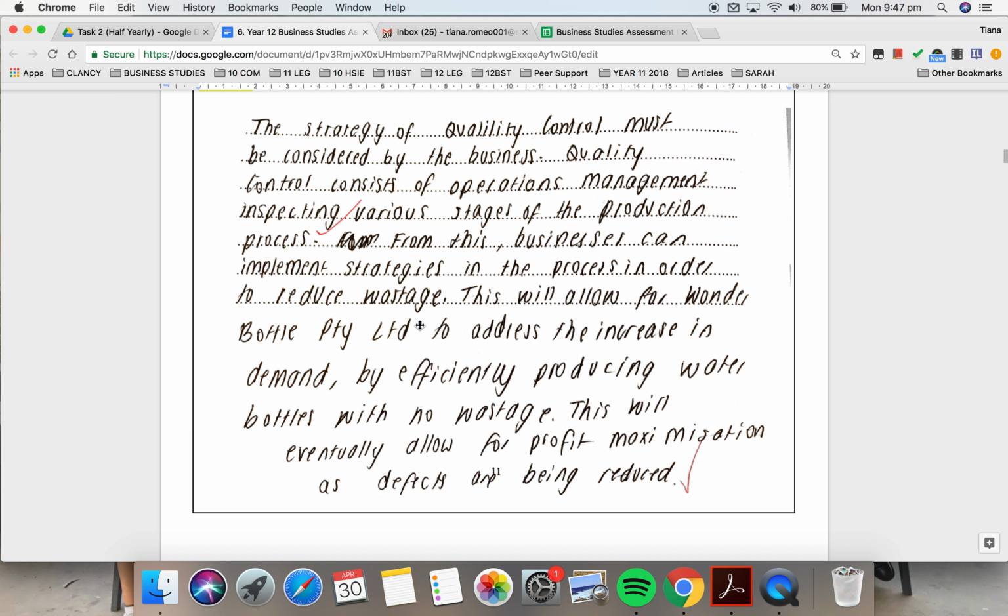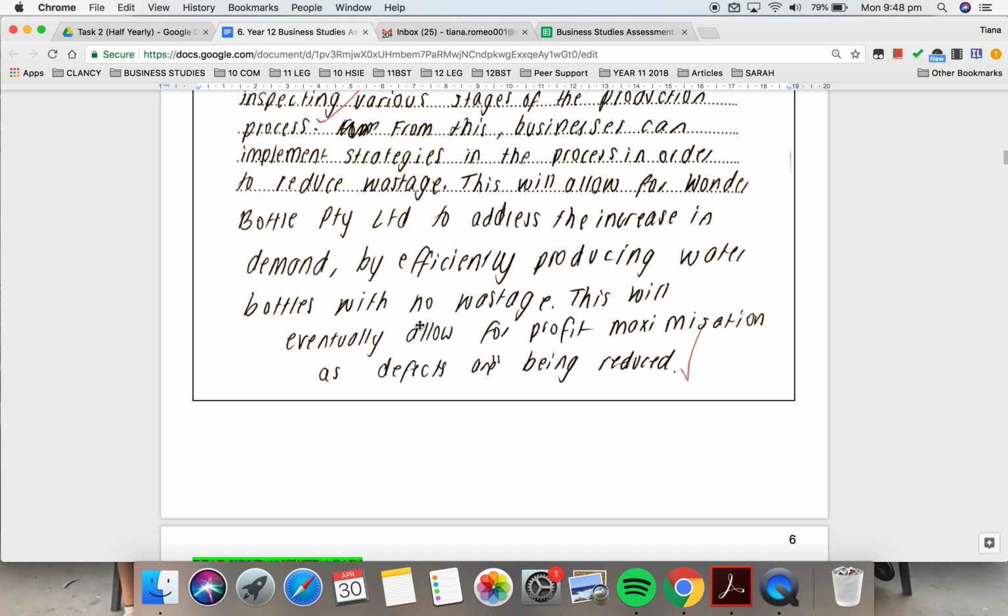From this, businesses can implement strategies in the process in order to reduce wastage. Okay, you're showing the owner that, hey, use this, you can reduce wastage. That will always lead back to reduce costs. This will allow for Wonder Bottle Pty Ltd to address the increase in demand by efficiently producing water bottles with no wastage. This will eventually allow for profit maximization as defects are being reduced. Okay, you can see the long-term goal of why it's important. You can see why it's important to this business, and you can see how it works, and they've correctly identified a strategy.